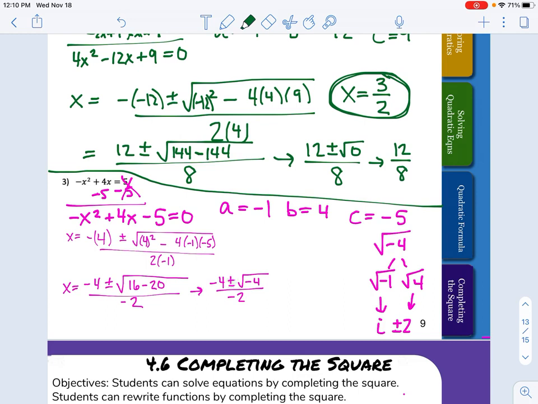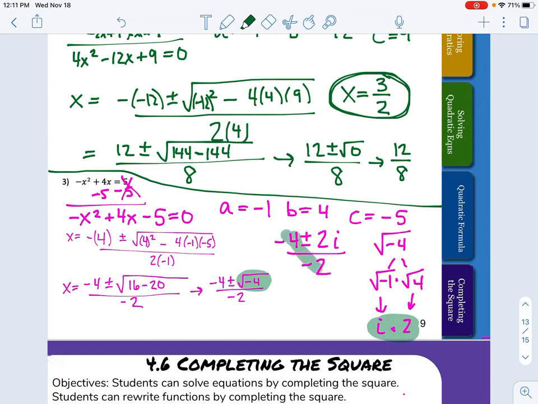Anyway, I want you to recognize that this is not i plus or minus 2. These all go together because they're being multiplied here. So we now have this replacing root negative 4. We have negative 4 plus or minus 2i, because root negative 4 is the same thing as 2i, over negative 2.